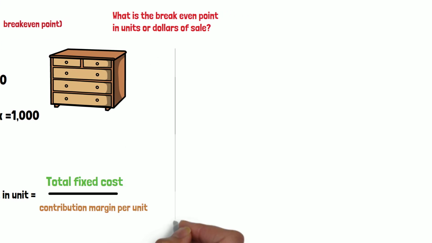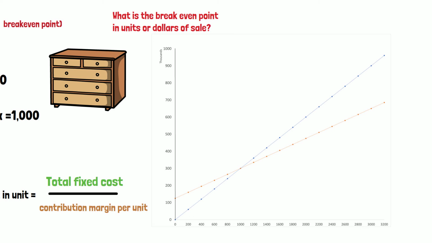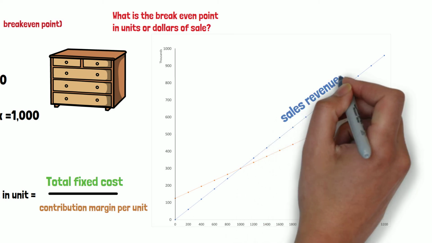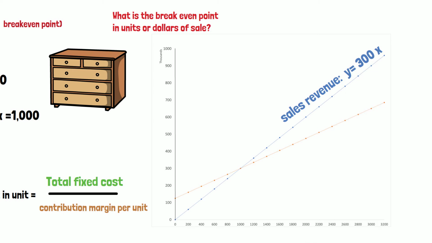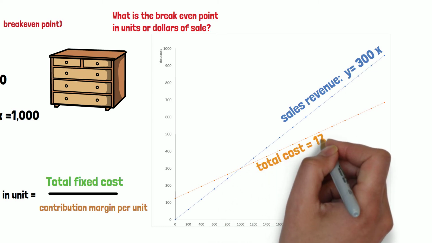We can also use a third method using the break-even graph. So what is the graph? We are going to make two lines. The first one is the sales revenue in the color of the blue. Okay. And then the second one is the orange line. That's the total cost.